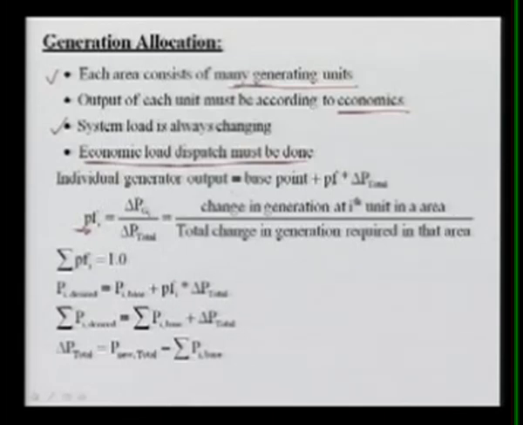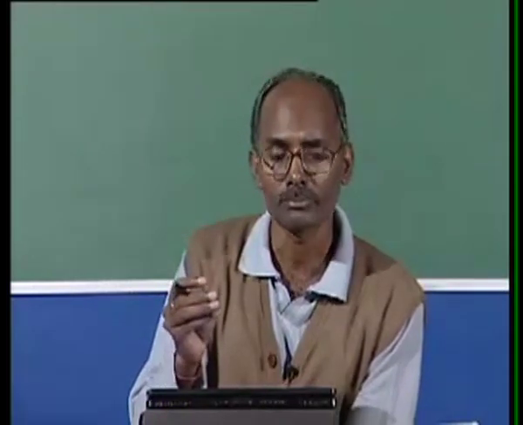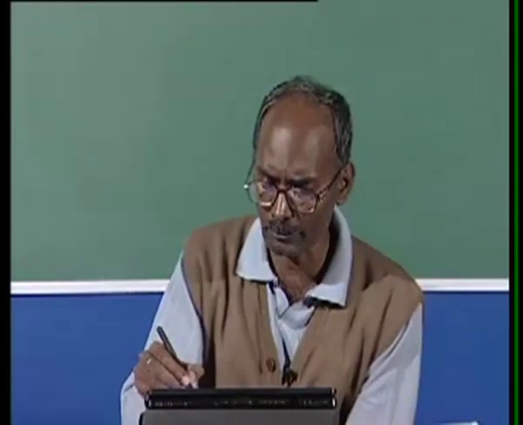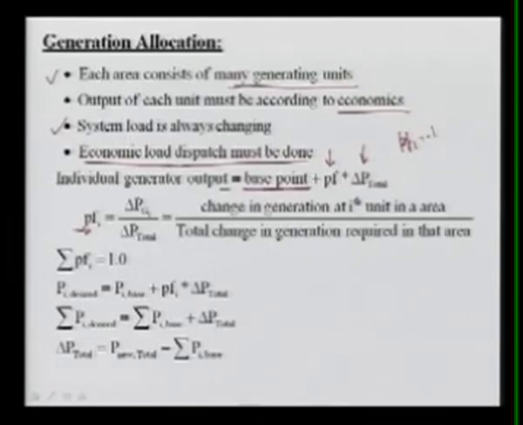The individual generator output can be decided as the base point, what is presently loaded, plus the participation factor multiplied by the change in the total load. Let's suppose this 100 megawatt load is changed. If the participation factor of unit 1 is 0.1 and the change in the load is 100 megawatt, then we multiply these, which means 10 megawatt will be changed from the base loading.